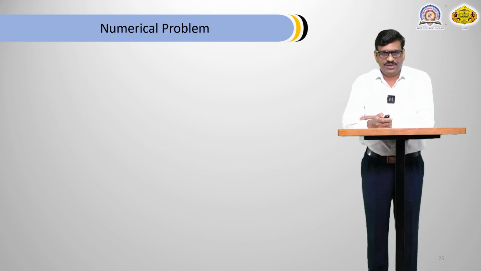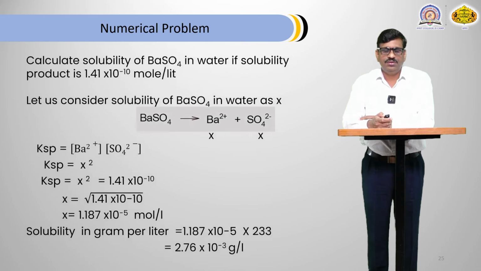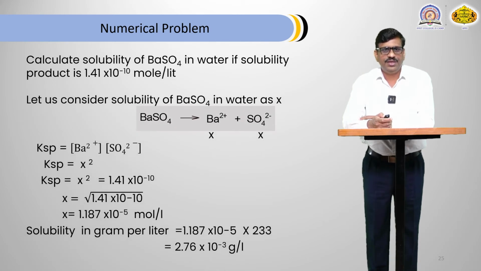Based on this discussion, we are going to solve numericals. First numerical: calculate solubility of BaSO4, barium sulfate, in water if solubility product is 1.41 into 10 raised to minus 10 mole per liter. In this case, solubility product is given and we have to find out solubility of BaSO4 in water. Now for this example, let's consider the solubility of BaSO4 in water, say for example that solubility is X.